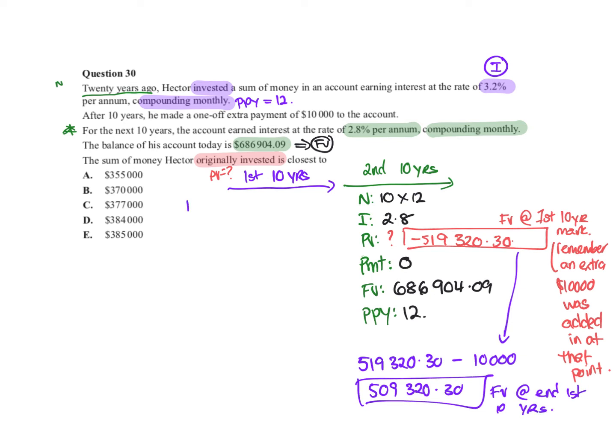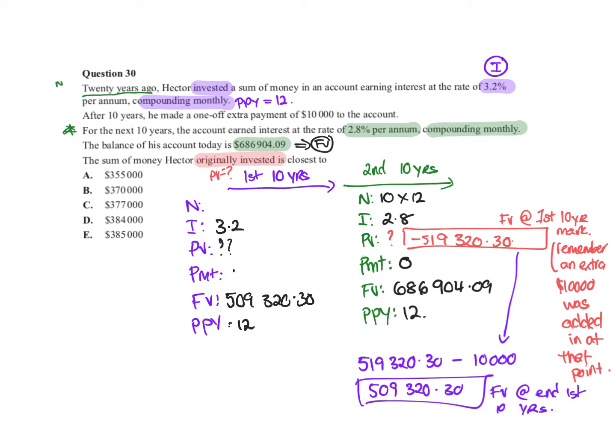Okay, so if I go back to Finance Solver, because I've got to find that PV. This is the question, so we want to go back to that. We know the final value, so we'll pop it in there. So that's my final value. It was still monthly in the first 10 years. We need to change it to 3.2% because there was a different percentage rate.